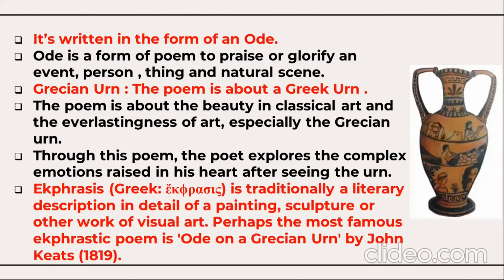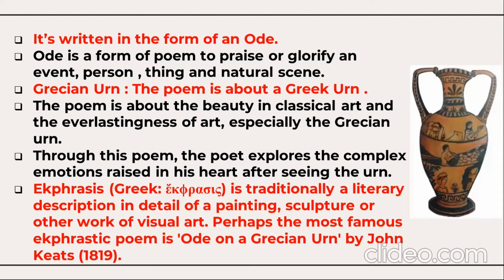This poem is written in the form of an ode. Now, what is an ode? An ode is a form of poem to praise or to glorify an event, person, thing, or natural scene. Ode means it's a kind of poem which is written in the form of an appreciation, or to praise or to glorify an event, a person, a thing, or any natural scene.